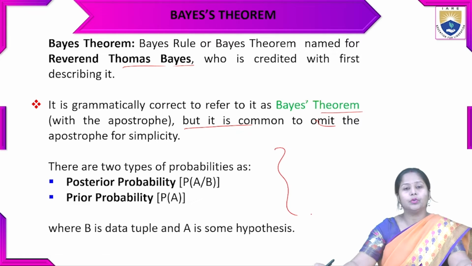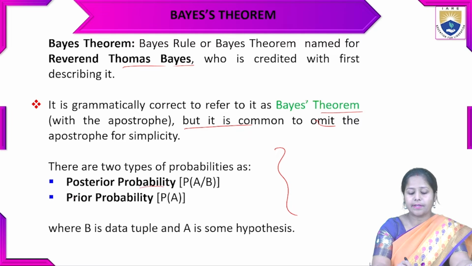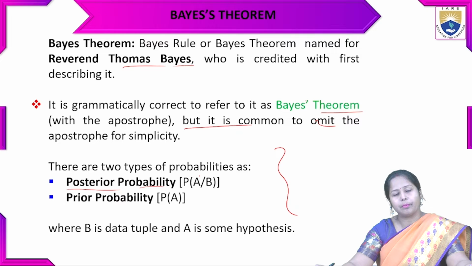There are two types of probability here: first is prior probability and second is posterior probability.